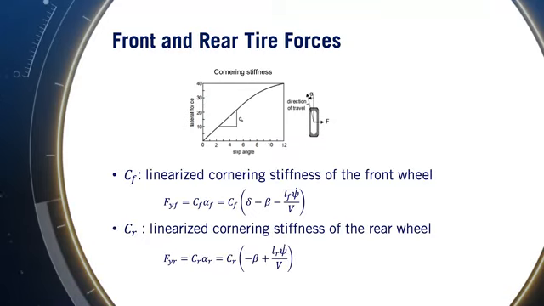We can introduce Cf and Cr as linearized cornering stiffness of the front and rear wheels for the bicycle model. Therefore, the relation between the lateral forces acting on the front and rear wheels will be the product of the cornering stiffness, C alpha, and the slip angle alpha for each tire. We can rewrite the tire slip angles in terms of the vehicle slip angle beta, the steering angle delta, the longitudinal velocity v, and the yaw rate.